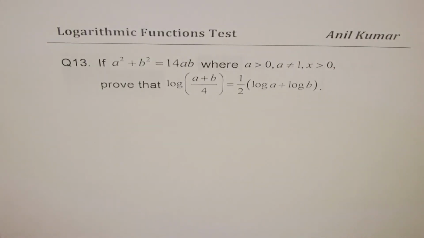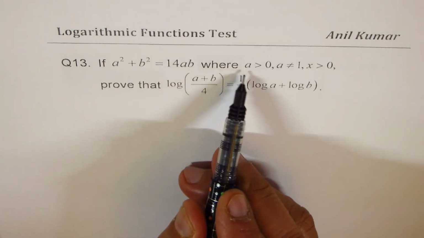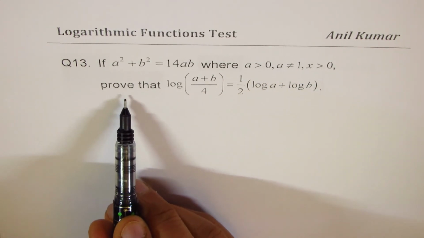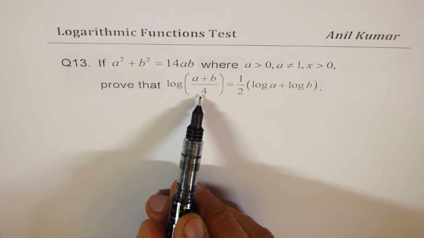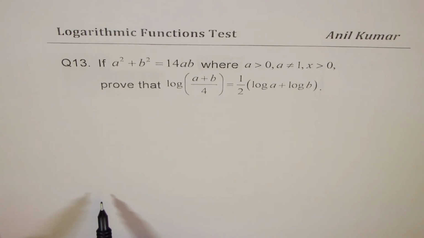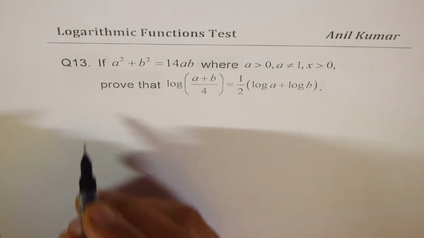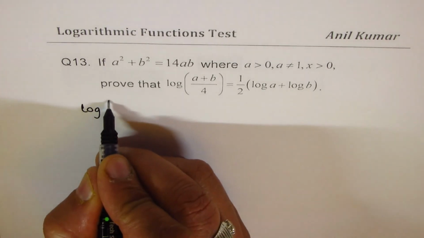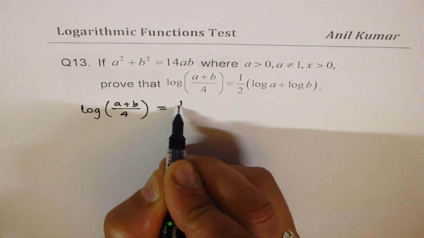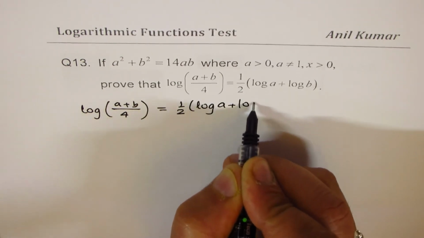Question number 13. If a squared plus b squared equals 14ab, where a is greater than 0, a not equal to 1, x greater than 0, prove that log of (a plus b) over 4 equals half of log a plus log b. Now in such questions, let us see what we need to prove. We need to prove that log of (a plus b) over 4 is equal to half of log a plus log b.